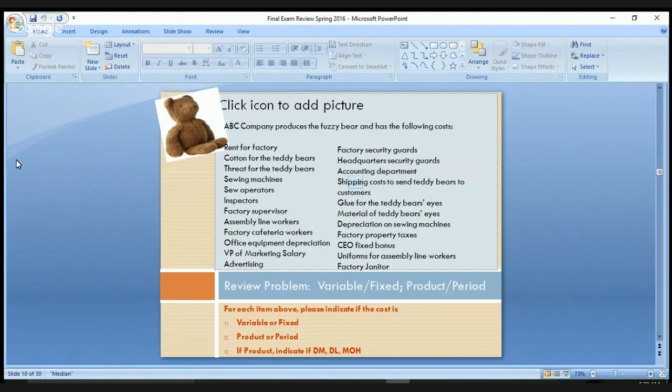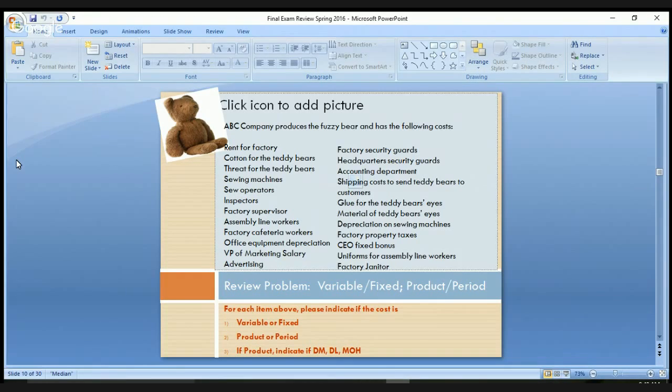All right, we'll just go over some of these. Rent for the factory, because it's a factory, it's going to be a product cost, but it's going to be a fixed cost, and it's overhead. Cotton for the teddy bears is going to be a variable cost, and it's a product cost. It's direct materials. Thread would be a variable cost, and it would be direct materials.